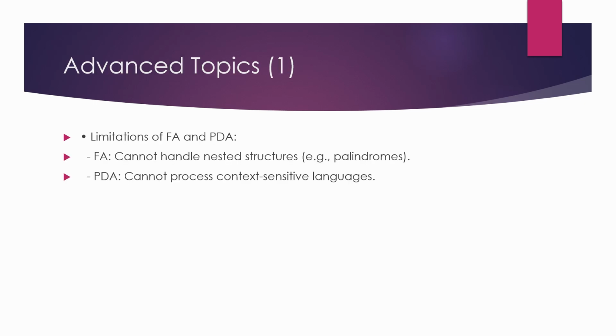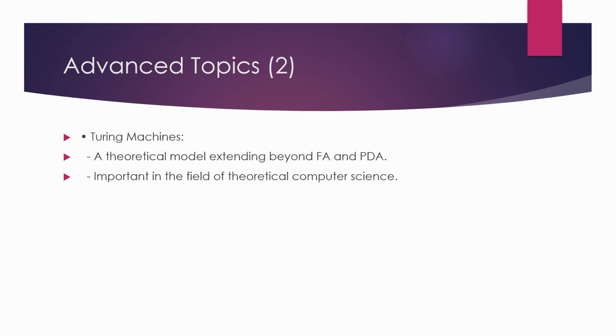As we move to advanced topics, let's discuss the limitations of finite automata and pushdown automata. Finite automata cannot handle nested structures such as palindromes, and pushdown automata are limited to context-free languages, which exclude certain complex structures. Turing machines extend beyond finite automata and pushdown automata. They are a theoretical model of computation that can simulate any algorithmic process, making them fundamental to the theory of computation.